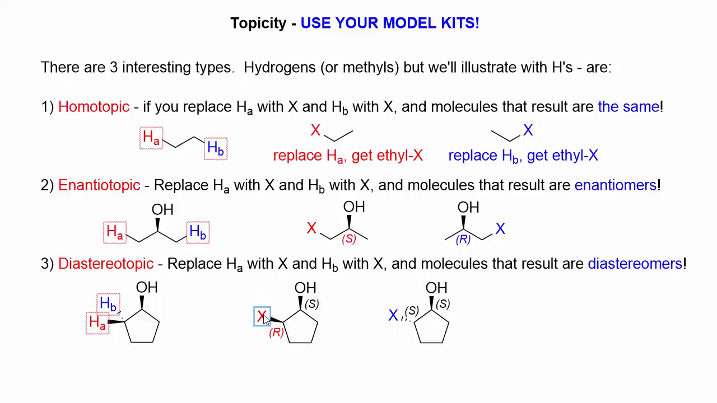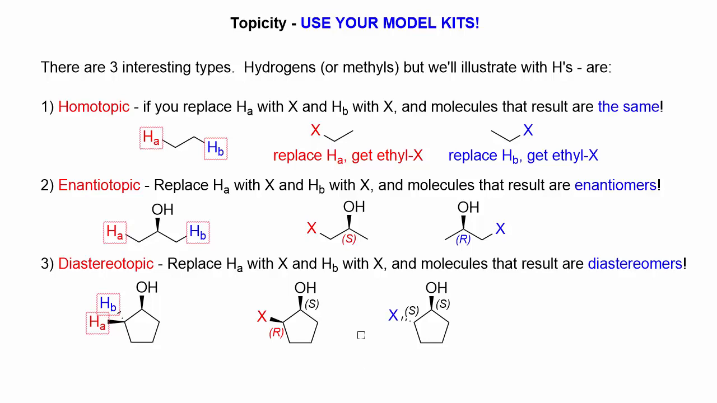Once we have installed an X for HA, that creates a new stereogenic center, which is R. But at the same time, it makes the OH now stereogenic as well, and that is an S stereoisomer. If instead we substitute HB for X, the OH is still S, so that stereocenter remains the same, but the new stereogenic center, created where the X is, is now S. So this stereogenic center has flipped. Said another way, these two molecules are diastereomers. Or perhaps another way of thinking about it is they are not mirror images of each other. They are different molecules altogether, and yet they cannot be superimposed.